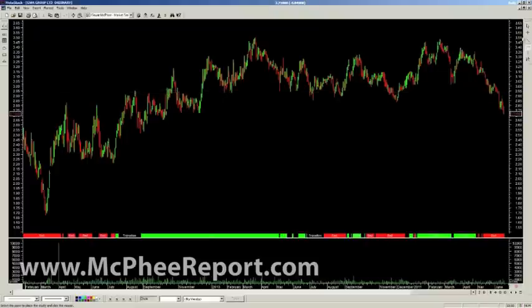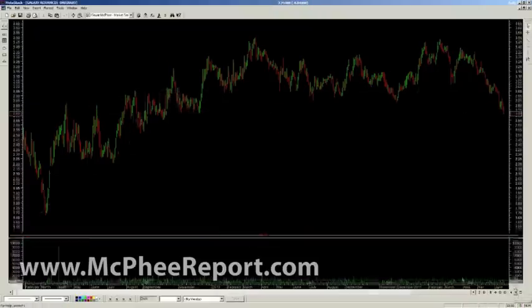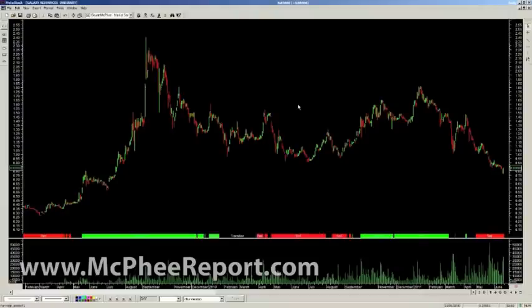That may now likely become a resistance level, should it want to try and rally up and get back above that level. Next, Galaxy Resources, ASX code GXY.